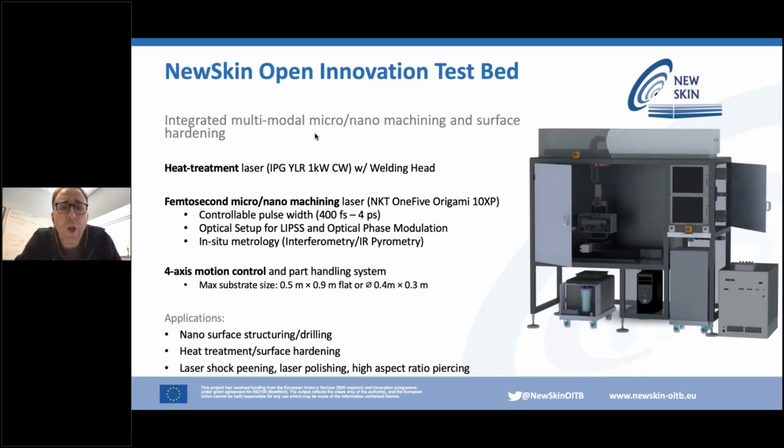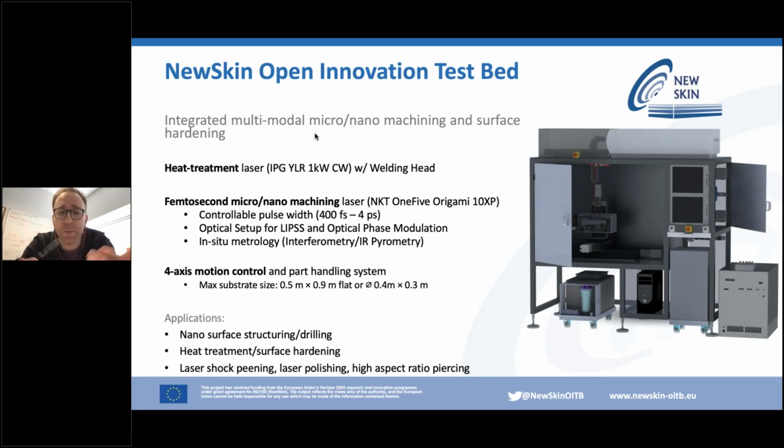In terms of our open innovation testbed, we are looking at the multimodal approach. So we have the heat treatment laser of a 1 kilowatt welding laser. We're combining this with a femtosecond micro and nano machining laser, which has a controllable pulse width. So again, for very high aspect ratio, very high precision micro machining if required, but you can scale this up and reduce the precision while increasing the speed within a certain process window to help optimize the process itself.